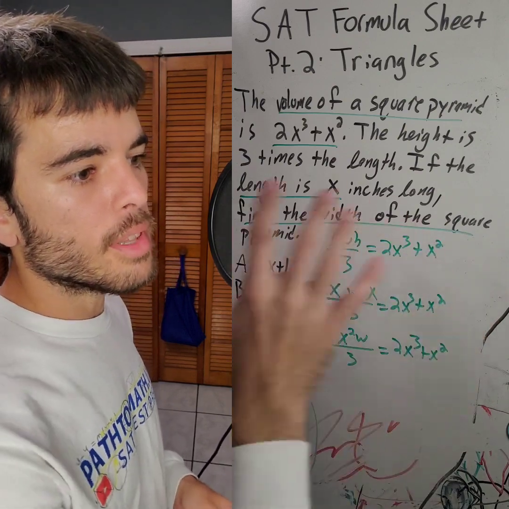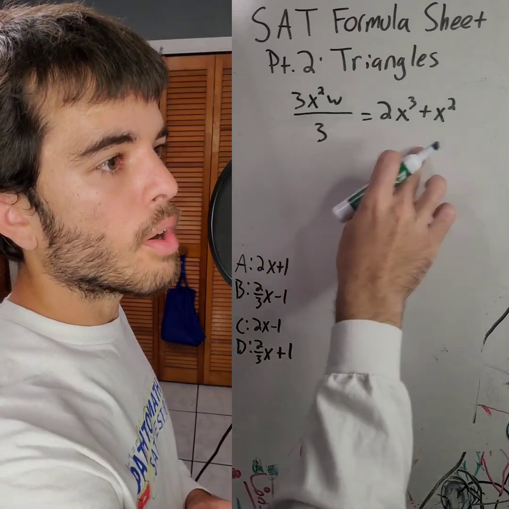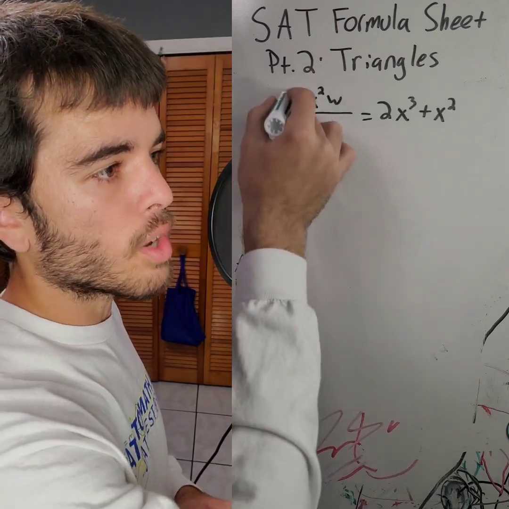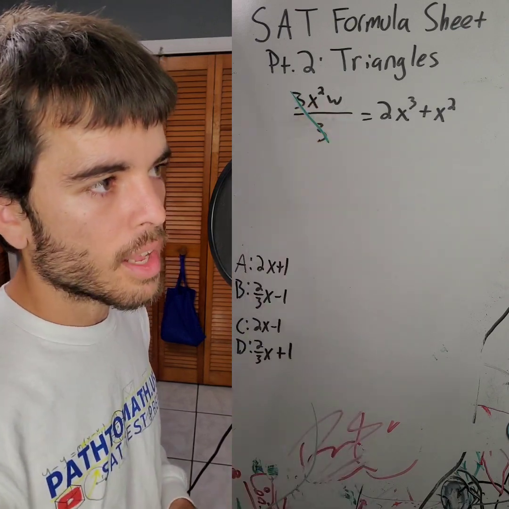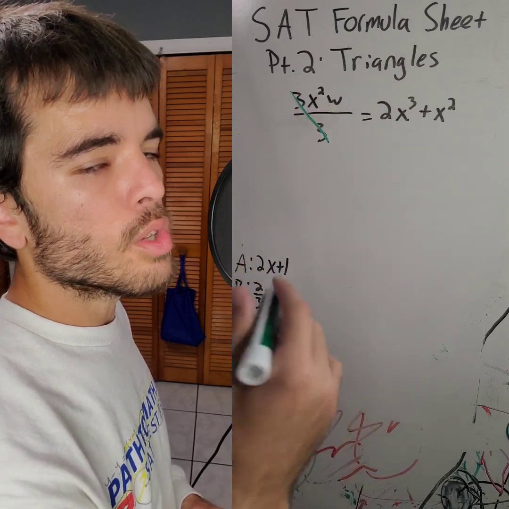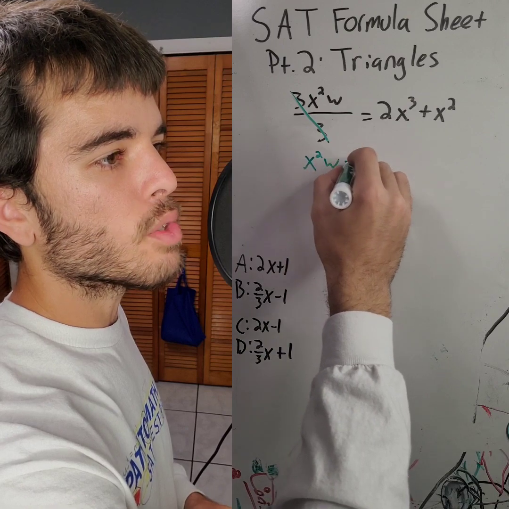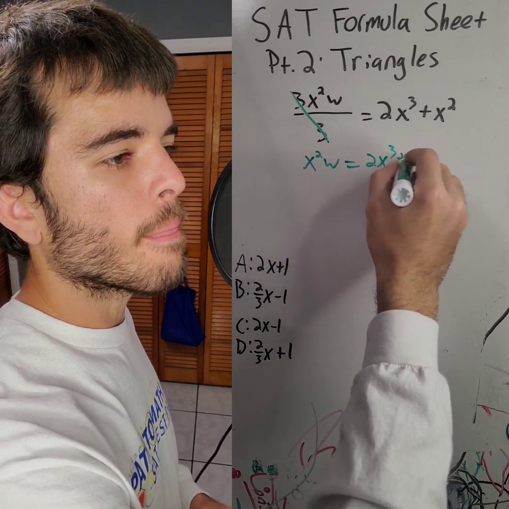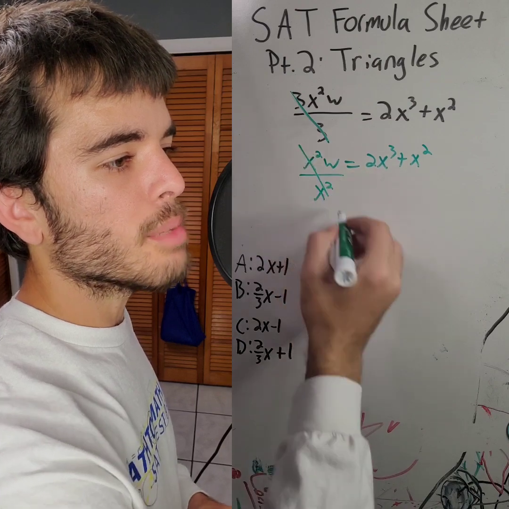So I'm going to erase some of this, and I'm going to draw back from this point. So here we were on that last step. Right off the bat, I could cross out the 3's because we have no plus or minus symbols on top or bottom of this fraction. I am allowed to cancel the 3's. We have the x squared times w. So what do we do with that x squared? We want to divide both sides by x squared. We want to isolate the w. So I divide both sides by x squared.